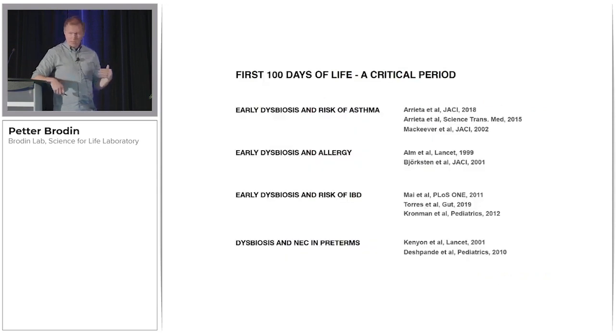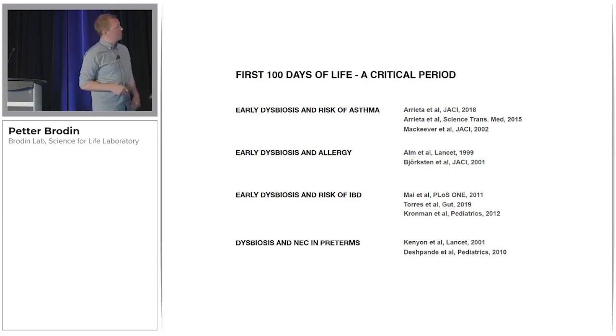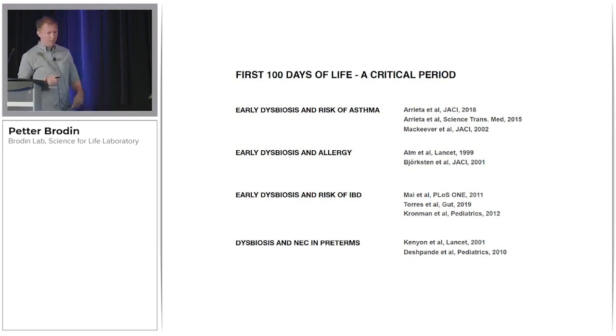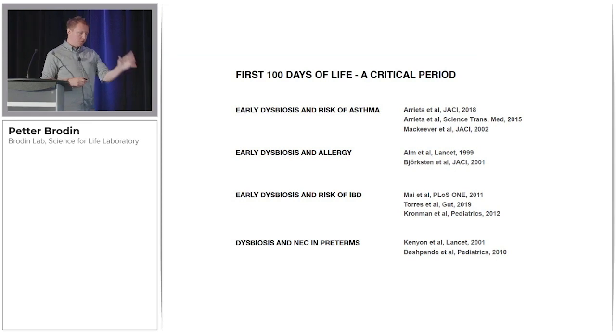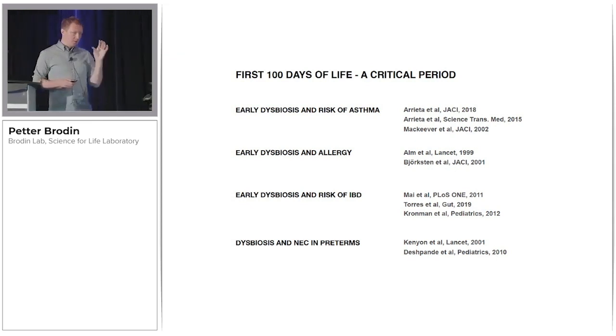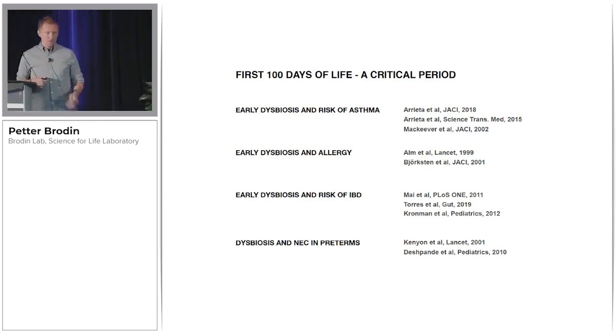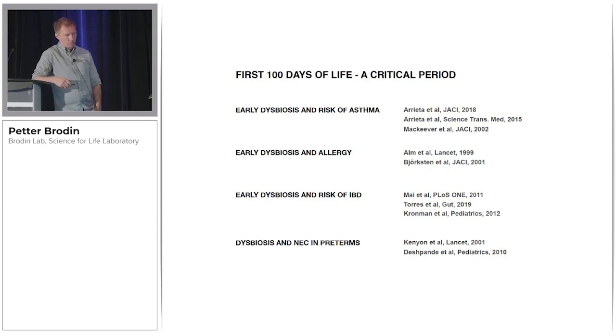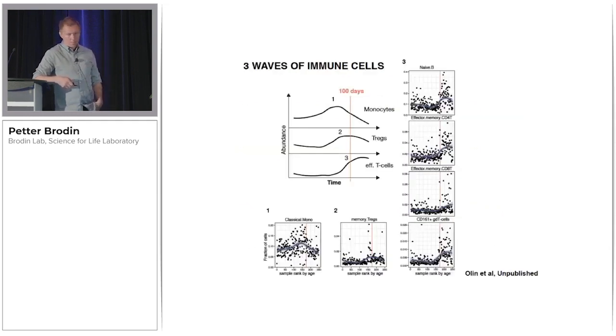So the 100 days is an interesting time because there's a lot of epidemiology suggesting that events before 100 days could have a critical impact on health long term, even in adulthood. For example, the risk of asthma, if you have antibiotics given before 100 days, is significantly increased, and so on. So something seems to be happening in the immune system. There's a critical period of adaptation and development.